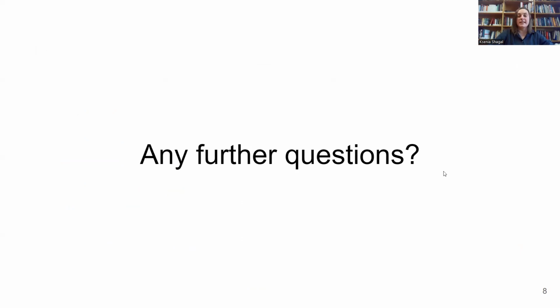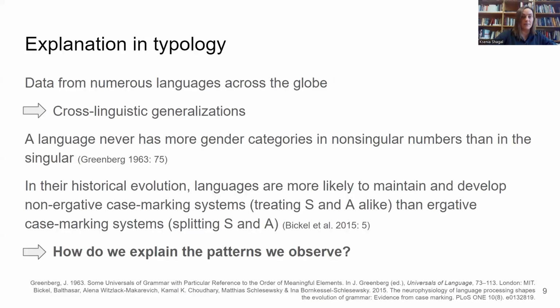So I suggest that we proceed to typological explanations. This is what we're going to discuss today. So basically, last time we discussed how much data we already have about different features in the world's languages. And indeed, typologists have accumulated a lot of data from numerous languages across the globe. And they have made cross-linguistic generalizations.